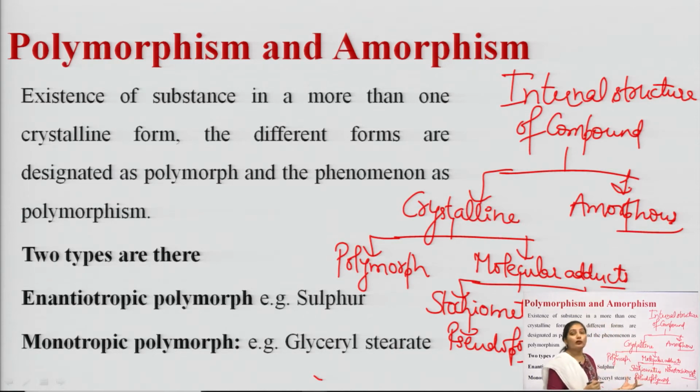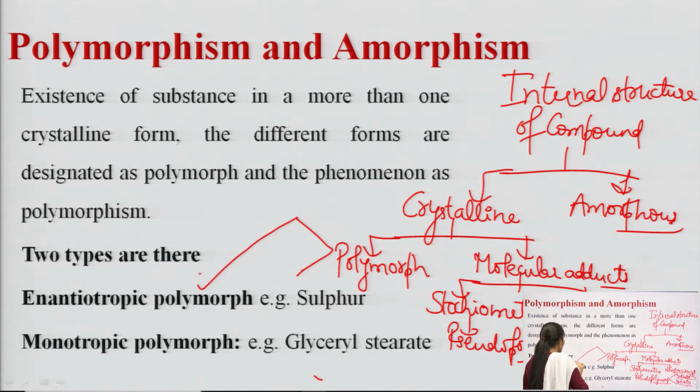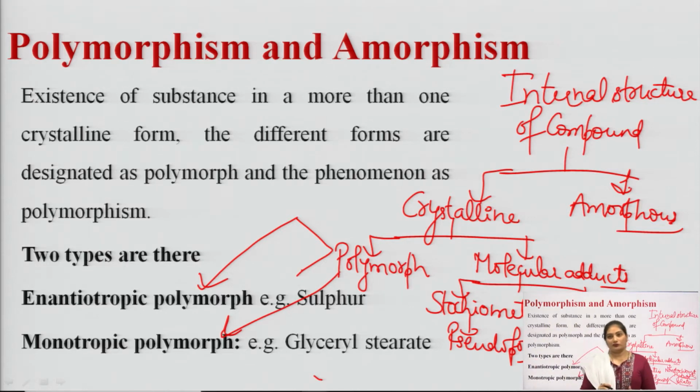And these pseudopolymorphs are further of two types. One is the hydrate and the second one is the solvates. Okay. And these polymorphs are of two types. One is the enantiotropic polymorph and the second one is the monotropic polymorph.